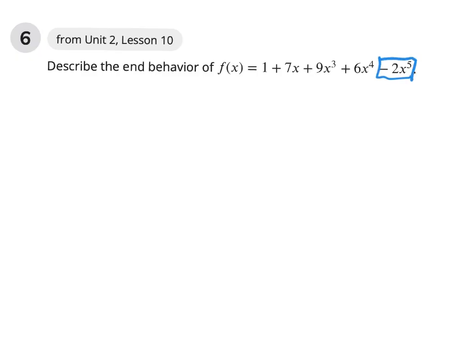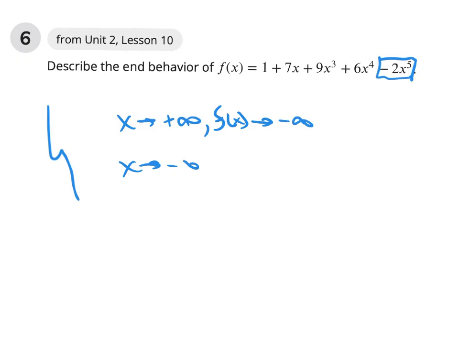The end behavior is negative 2x to the 5th. It starts high, it ends low. So the graph is going to look like that. So as x goes to positive infinity, f of x goes to negative infinity. As x goes to negative infinity, f of x goes to positive infinity.